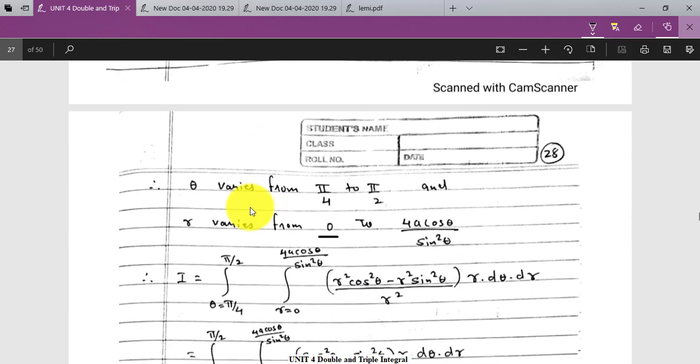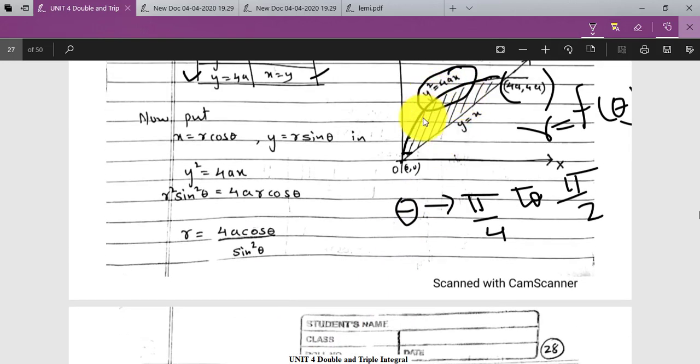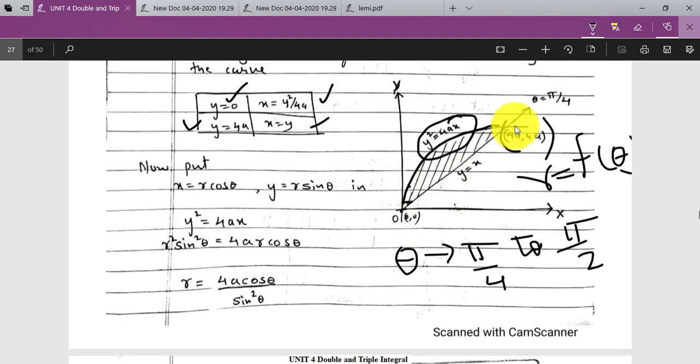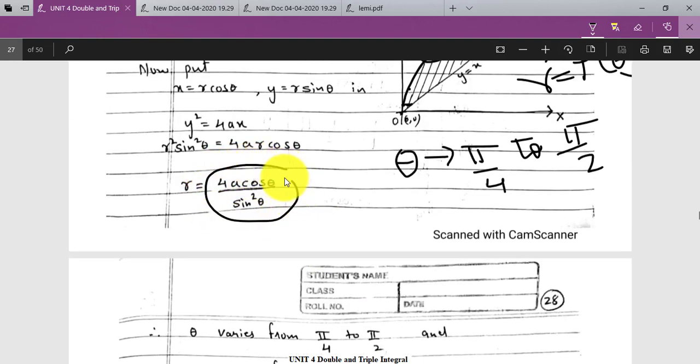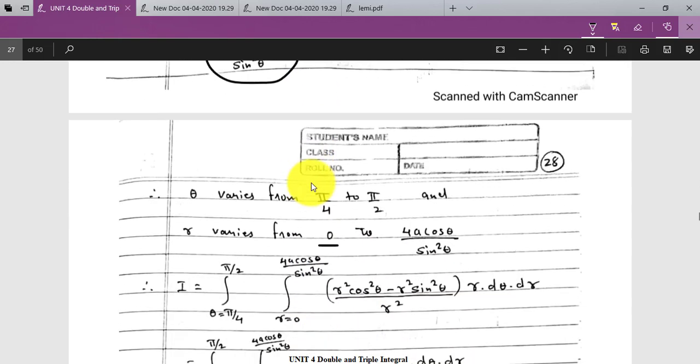Now here, what will happen? Theta varies from pi by 4 to pi by 2. Seeing this rough sketch, it is easily seen that theta is varying from pi by 4 to pi by 2, right? And then what is happening to r? r varies from 0 to 4a cos theta divided by sin squared theta.